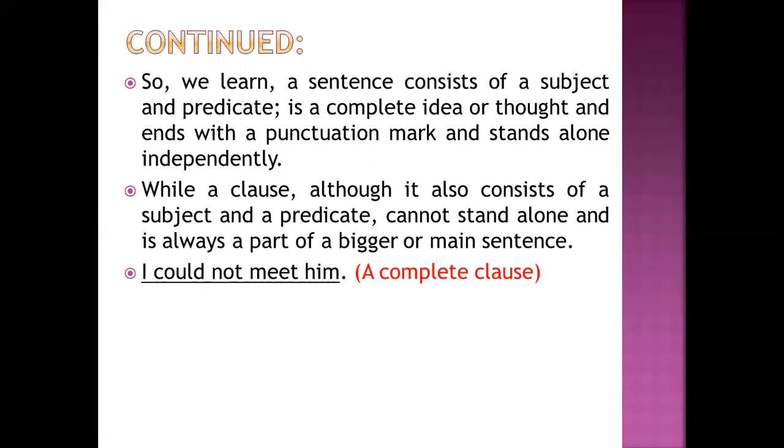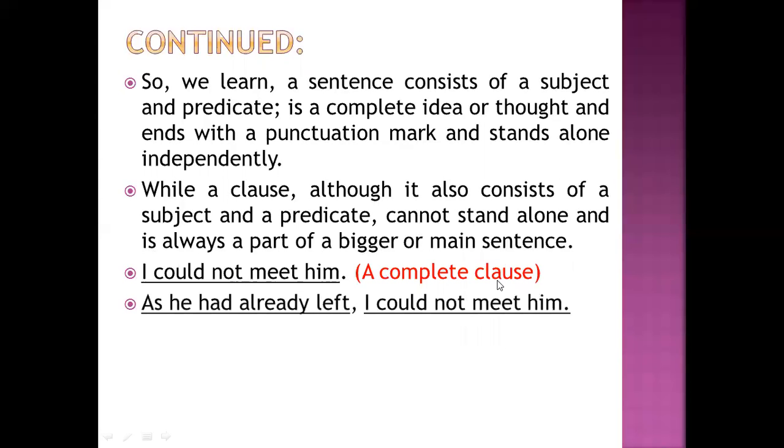I guess this example is going to make the idea a little bit clearer. I could not meet him. There's a full stop. The first letter is capital, and we have the subject and the predicate with punctuation marks. So it is fulfilling all the requirements of the sentence definition. So we can say it's a complete sentence. It's a sentence example.